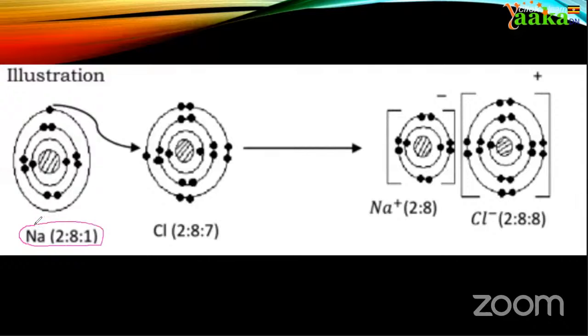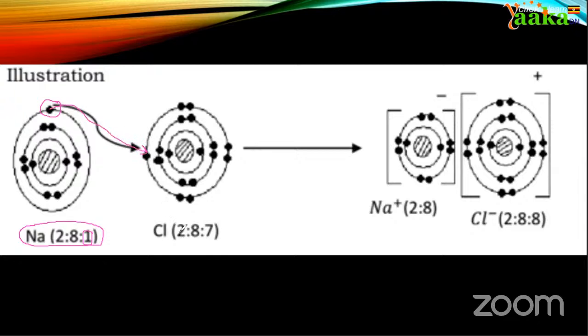This is its electronic configuration. It is 2, 8, 1, meaning it has one electron in its outermost shell, which is right here. This is the electron it has in its outermost shell. During ionic bonding, it is going to lose this electron to chlorine.